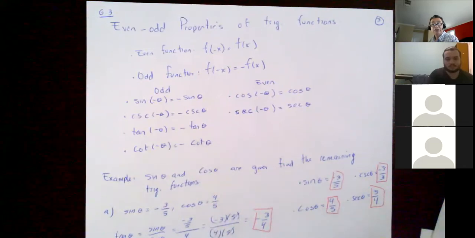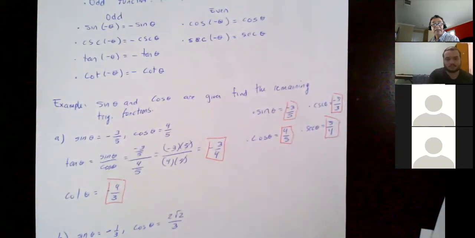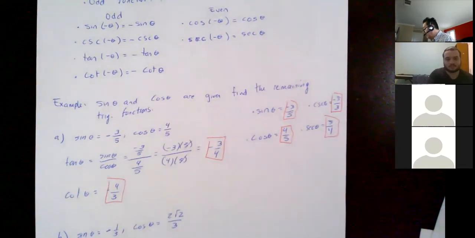All right, so let's look at this exercise right here. It says sine theta. All right, let me check here. Okay, good question. How come cosine is even?